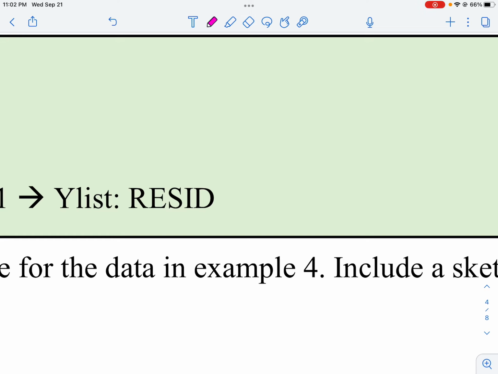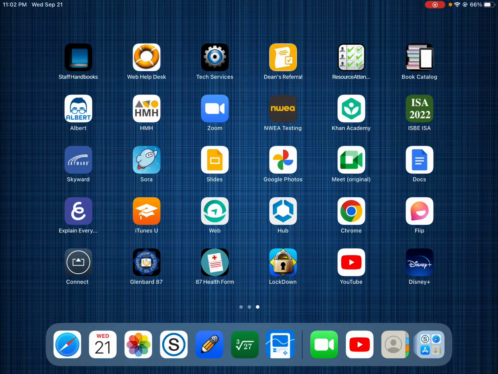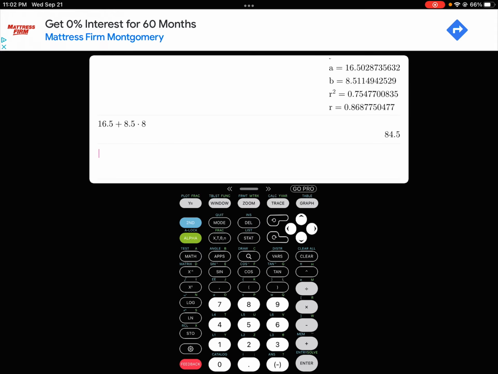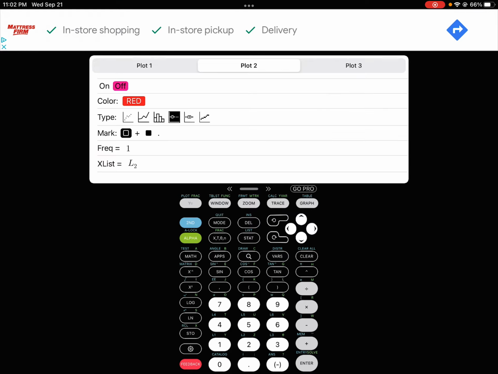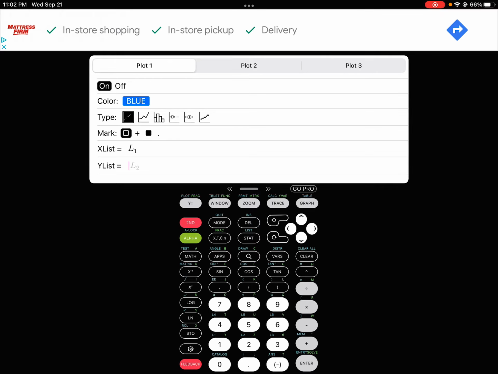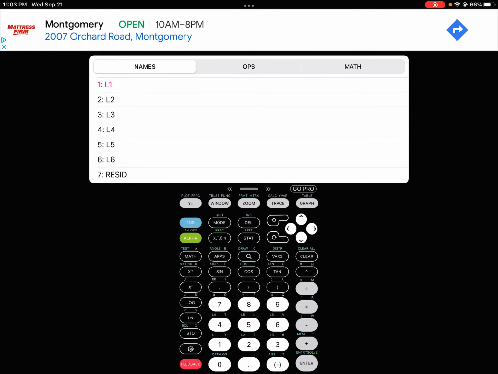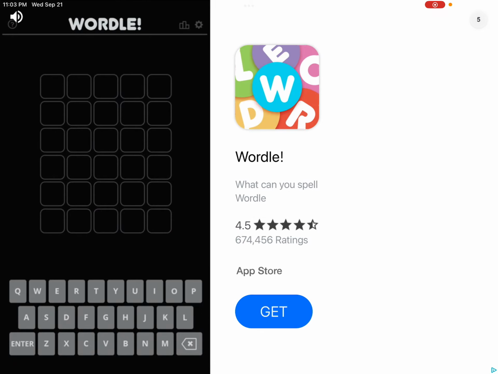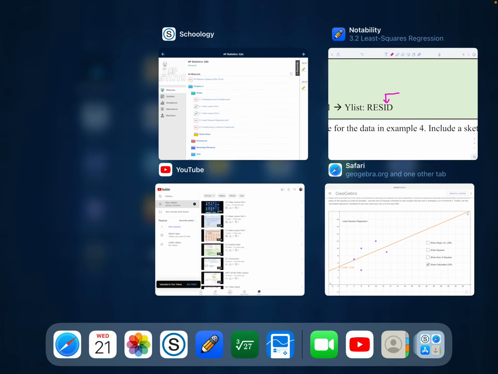And the way that you find resid is, I'll just hit second y equals. You can see that I chose the scatter plot option, but for my y list, I'm going to hit second stat, and then you can see my option number 7. So how did I get there again? Second stat button, resid.